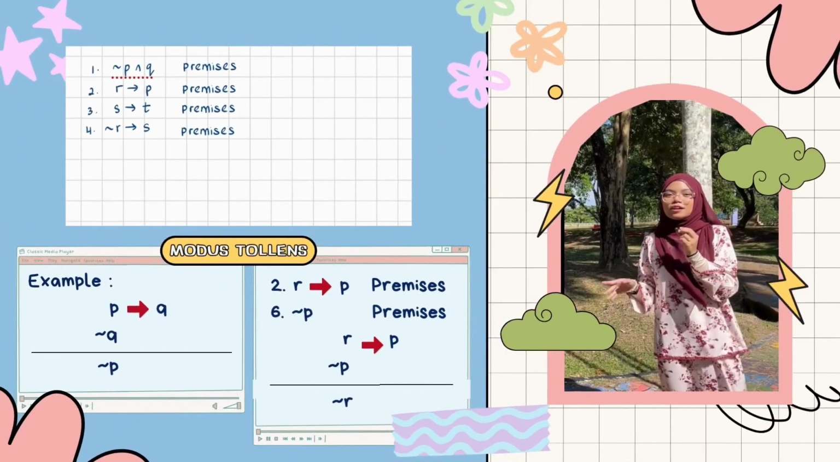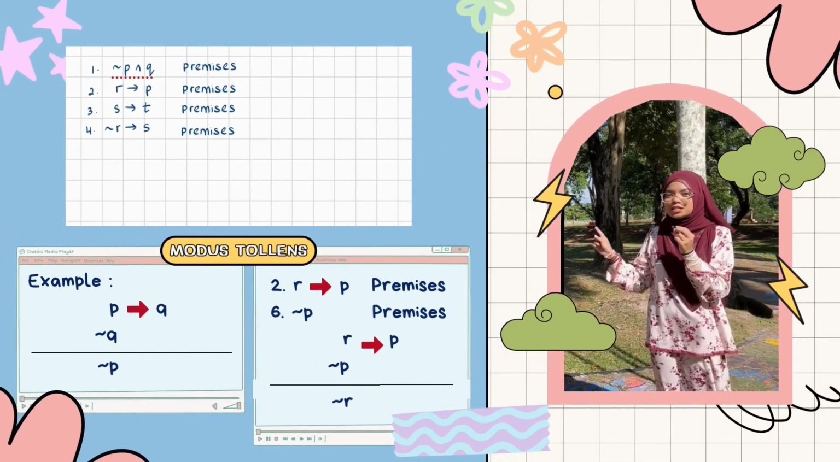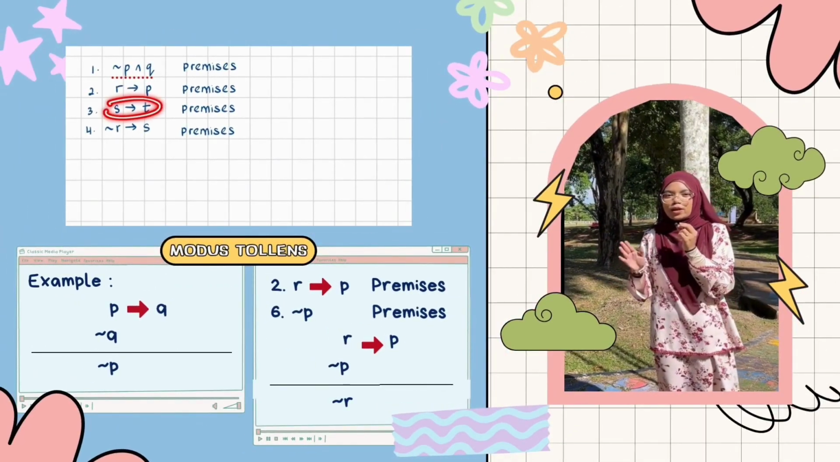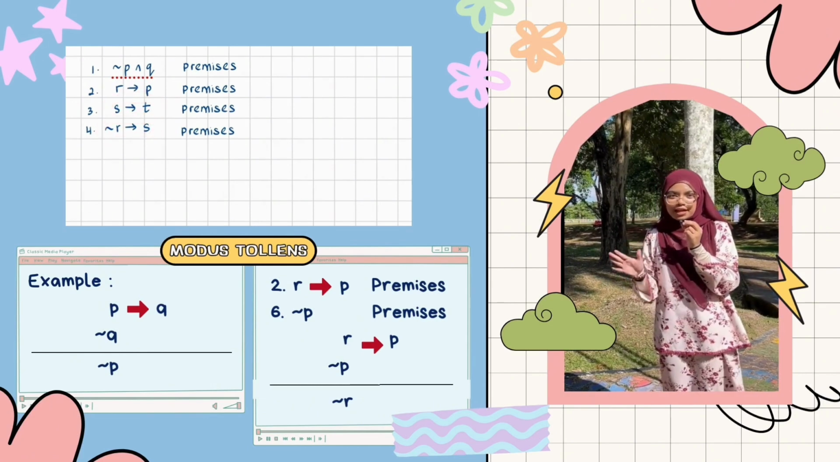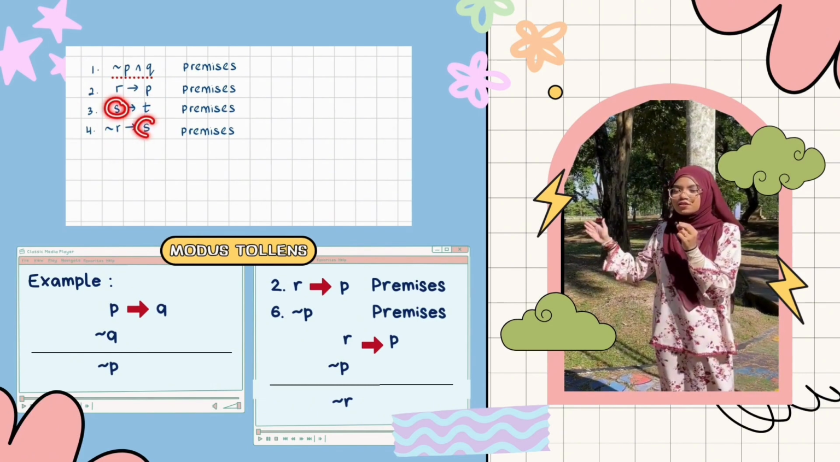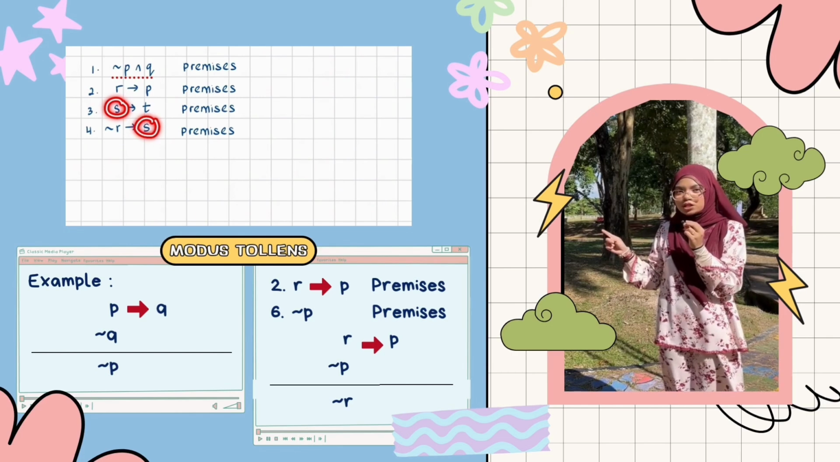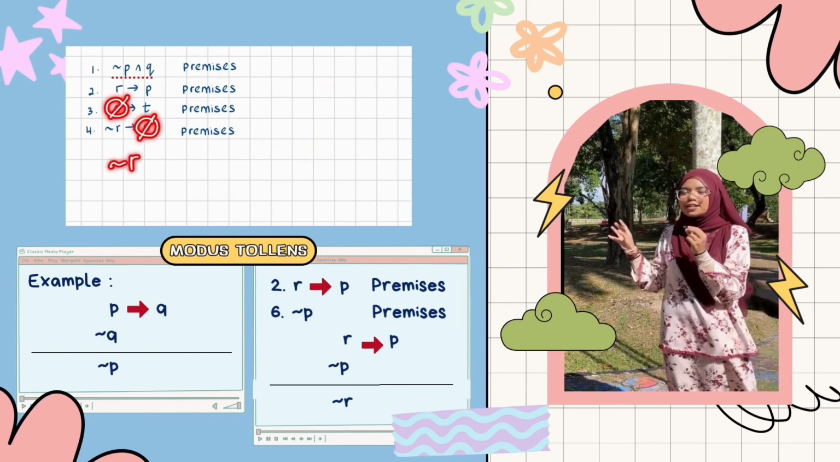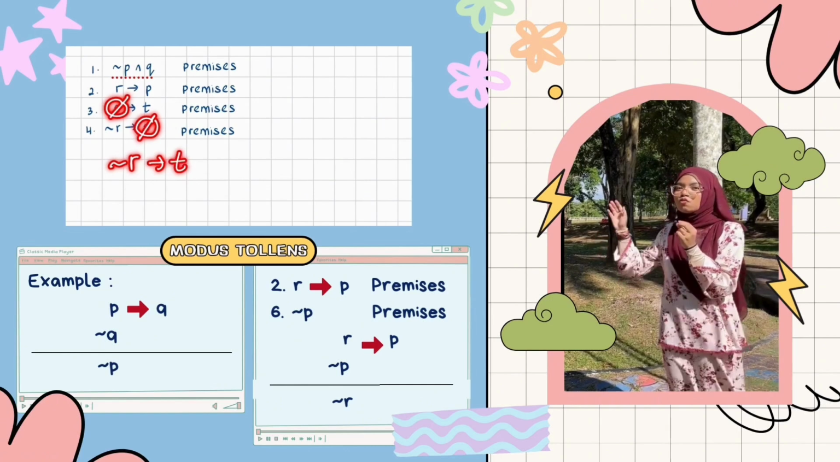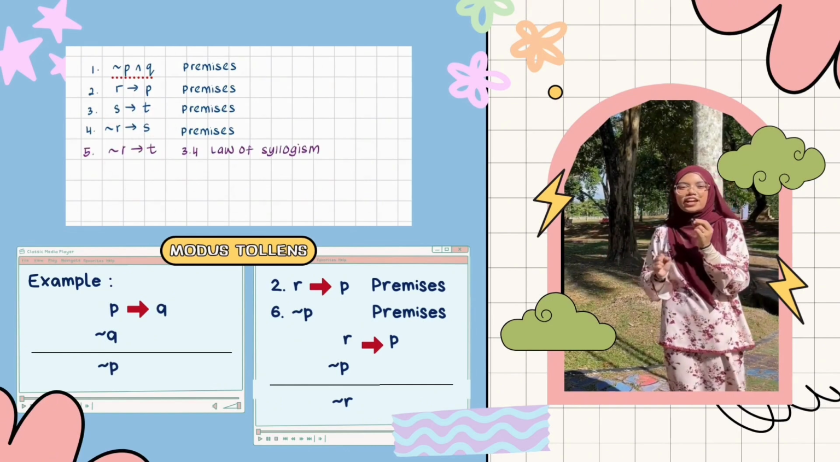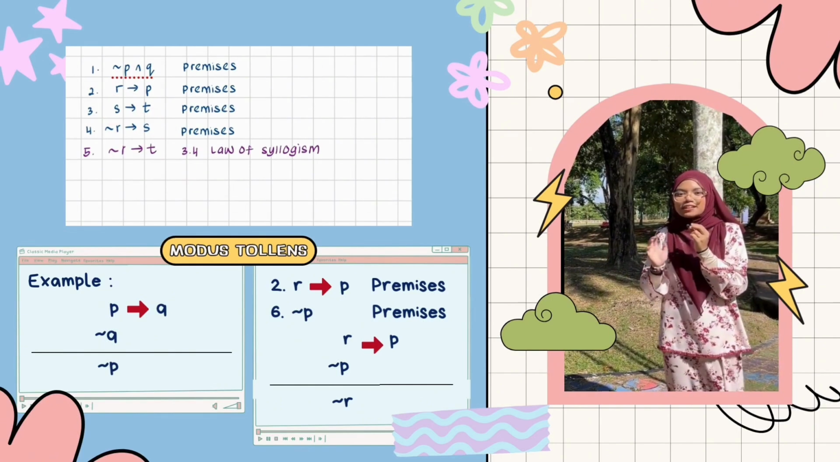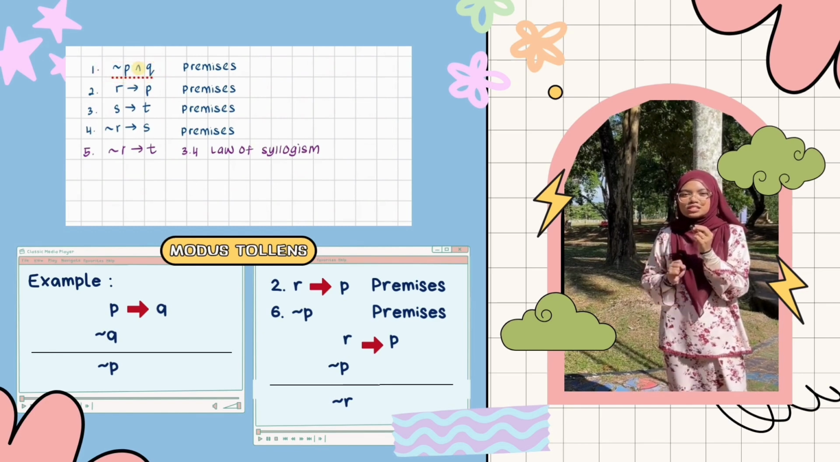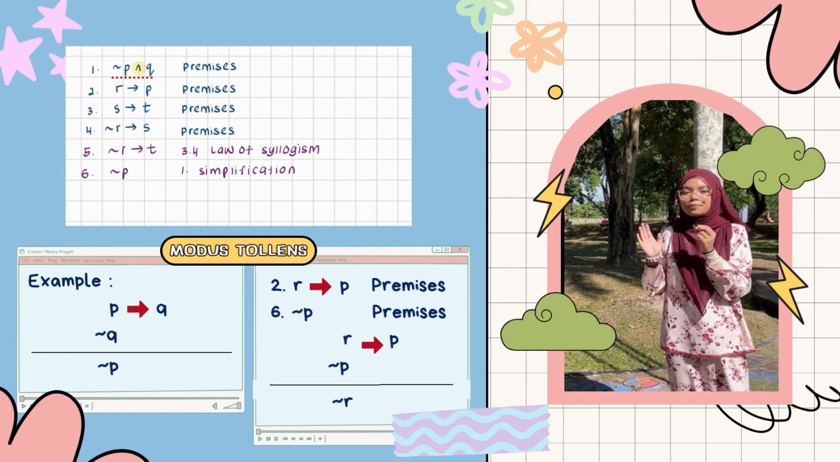Last example, first step, I use law of syllogism rule. So this rule is applied when there are 2 premises in the form of implication, where the hypotheses of the first premises are the same with the conclusion of the second premises. Therefore, we can eliminate it and combine the remaining variable together. So from third and fourth premises, we got negation R implies P. Then, we got negation P by using simplification rules from the first premises.